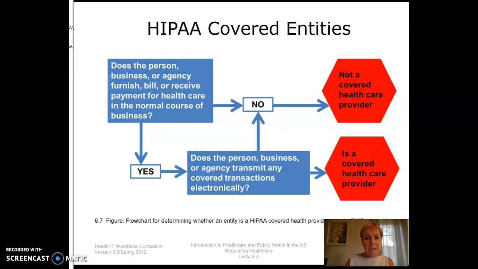So one of the first things that HIPAA said, who does this apply to? And the first thing they said, HIPAA applies to covered entities. And what a covered entity basically says, they're your healthcare providers. And a provider is quite broad, but it can be doctors, it can be dentists, it can be an institution, it can be a clinic, it can be a hospital, it can be a nursing home. It's any person or organization that provides healthcare, bills for healthcare, or is paid for healthcare. They're considered a covered entity, and they have to follow HIPAA's rules.